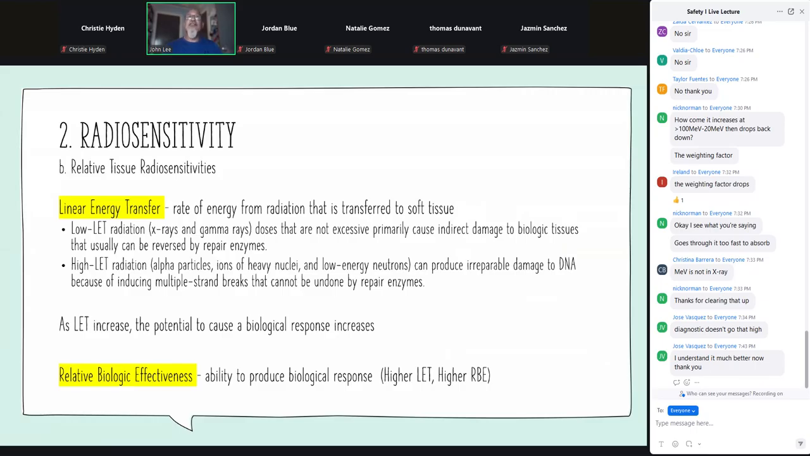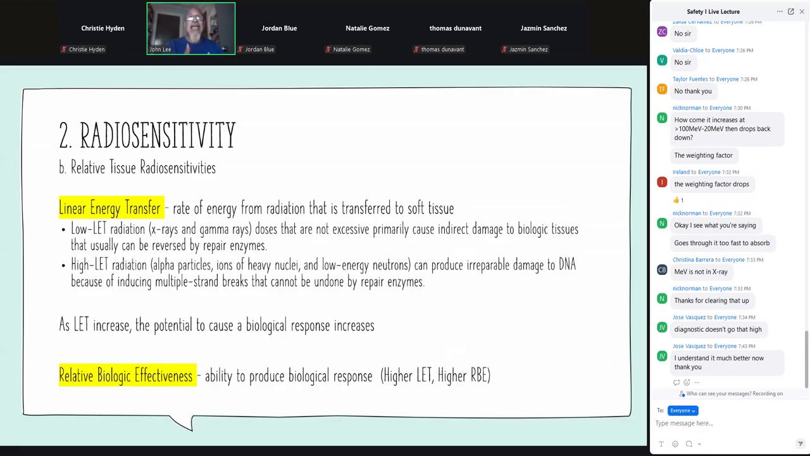Linear energy transfer is a term that I used earlier when we were talking about the weighting factors and different radiation qualities. Linear energy transfer is the rate of energy from radiation that is transferred to soft tissue. Low LET, comprised of mostly X-ray and gamma rays. These are doses that are not excessive, primarily cause indirect damage to biologic tissues. And that damage can typically be reversed by repair enzymes contained within the cells.